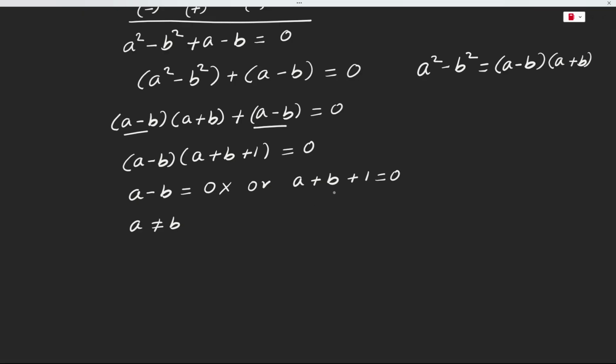Now subtracting 1 on both sides, we can write this as a plus b plus 1 minus 1 equals 0 minus 1. Here and here 1 will be subtracted by 1. This equals a plus b equals minus 1. Let's say this is equation 3.